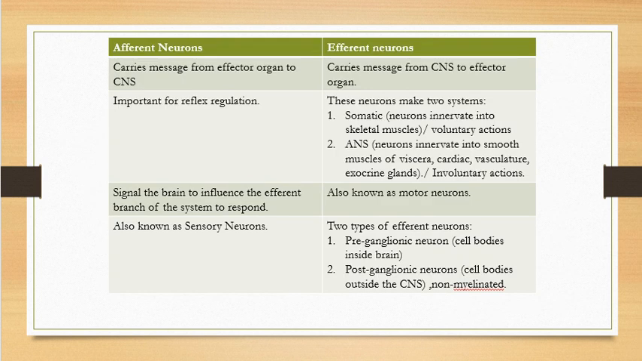So let's see the difference between the afferent neurons and efferent neurons. Most of us are a little bit confused about the difference of these neurons and what function they actually perform. So afferent neurons are carrying the message from the effector organ towards the CNS, while efferent neurons are carrying the message from the CNS to the effector organ.